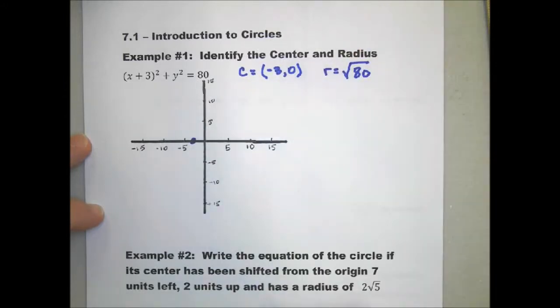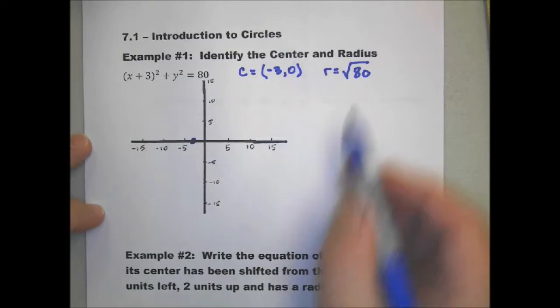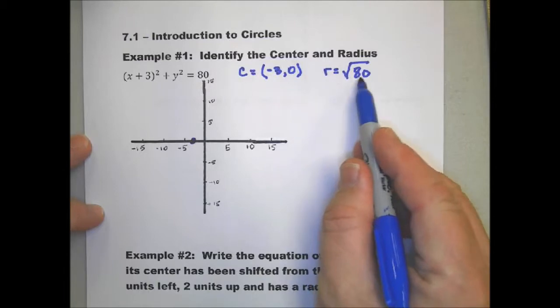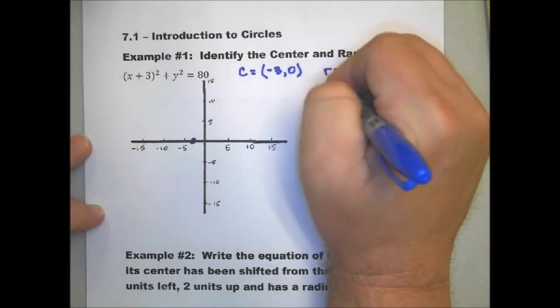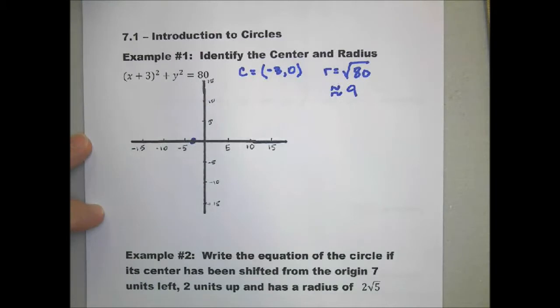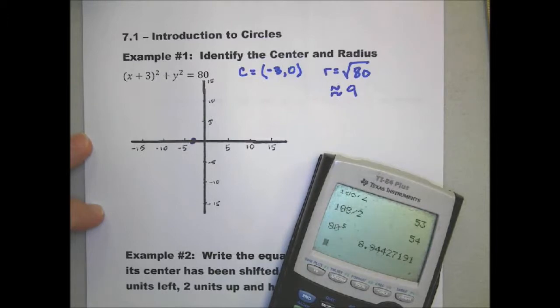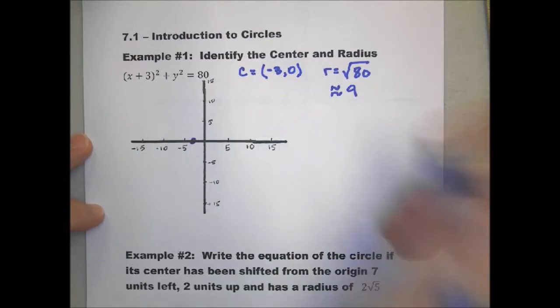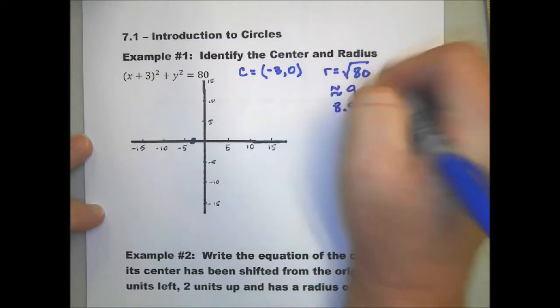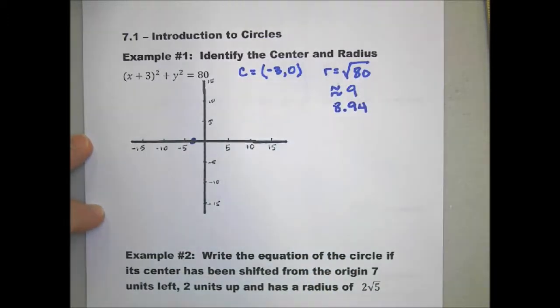Now, your teacher might have you do one of maybe several things. The radius of square root 80, well, it's almost the square root of 81, and the square root of 81 is 9, so we know this is just a tiny bit less than 9. Now, your teacher might actually want to know the value, so you would take 80 and find the square root of it, and we've got 8.94, which is more precise, it's not exact, but 8.94.